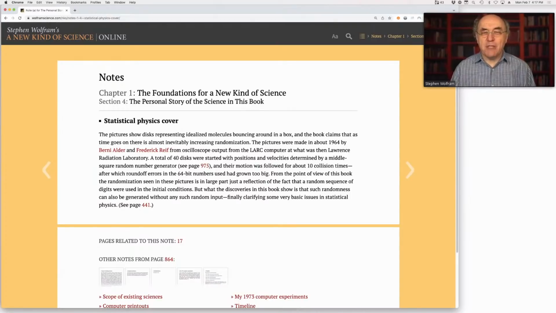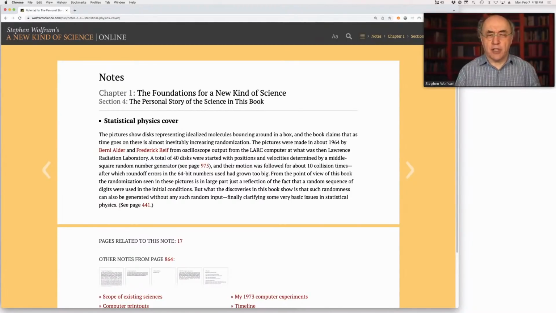And the thing that was really a bit of a shame was those pictures are a fake. What I thought they were is pictures showing what will happen if you have hard spheres bouncing around according to deterministic rules. But it didn't really work that way. And a lot of what is shown in those pictures came from the use of an early random number generator, the middle square random number generator.